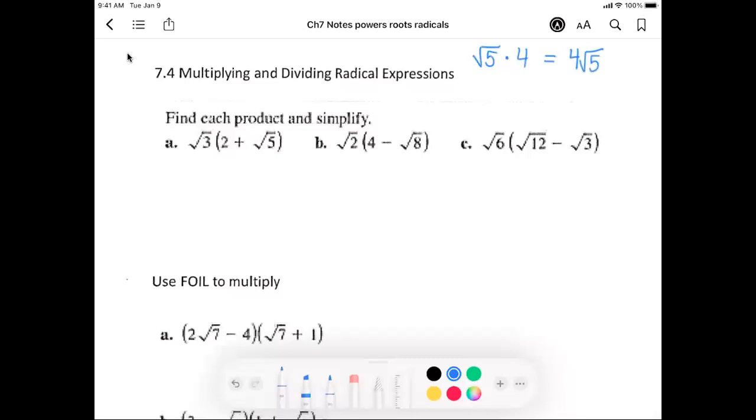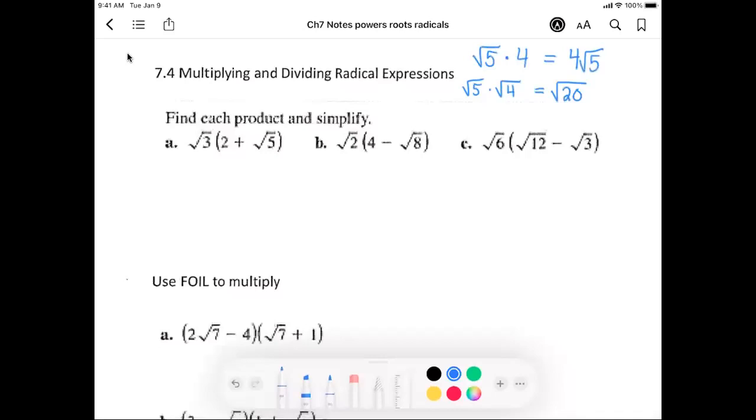However, if you multiplied something like the square root of 5 times the square root of 4, then you actually can multiply the numbers on the inside. So what happens in this case is you would have the square root of 5 times 4, which is 20. So when you're multiplying radicals by other radicals, you can actually multiply the numbers on the inside, and then you can simplify further as you normally would.